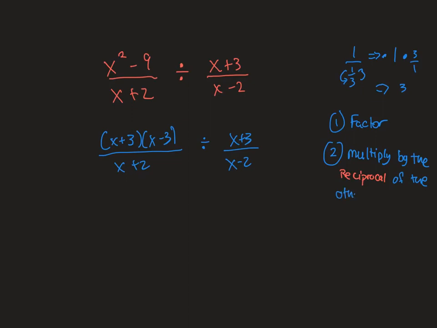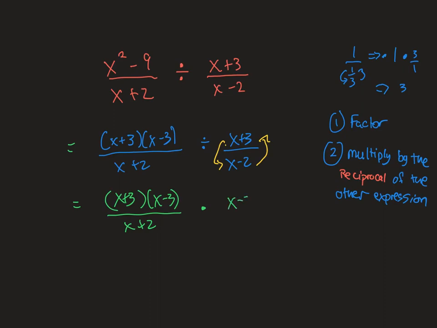The other expression. What that means, basically, is that x minus 2 will go to the top and x plus 3 will go to the bottom, giving me x plus 3 over x minus 3. Remember, I'm not touching this one because this is on the top, multiplied by the reciprocal, which is x minus 2 over x plus 3. Once you've done the reciprocal, then you can find your restrictions.